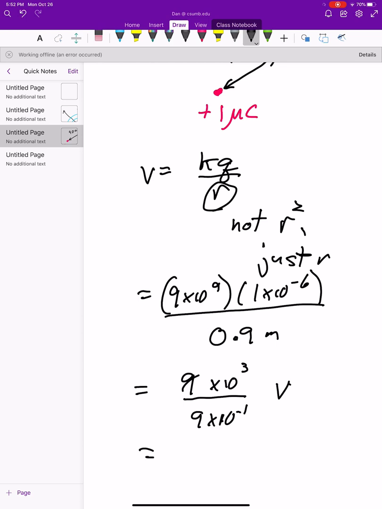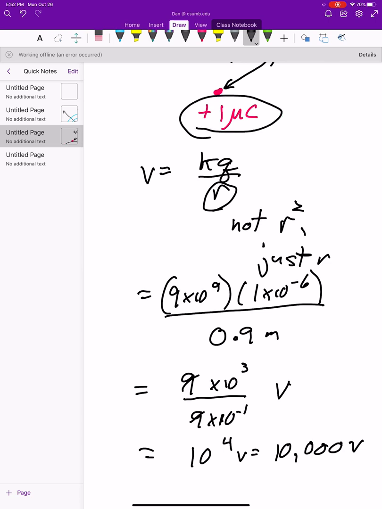So if I do this, the 9's cancel. And I have 10 to the 3rd divided by 10 to the minus 1. I have 10 to the 4th volts, which is 10,000 volts, which sounds kind of scary, considering you get 120 volts out of your wall. So it seems, 10,000 volts, oh my gosh. But it turns out voltage isn't what could potentially kill somebody, it's current. And the amount of current you're going to get from such a small charge is minuscule. So even though the voltage is great, it's not something to be concerned about in this case.